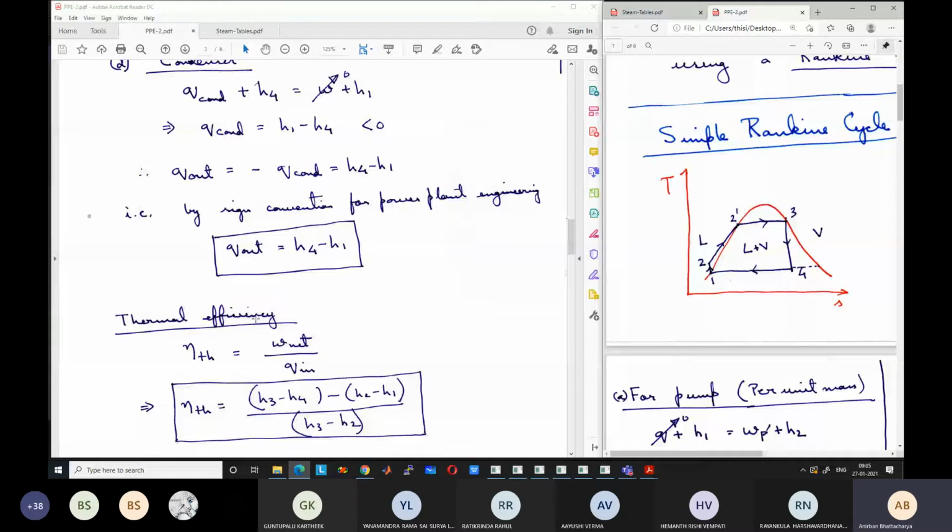Thermal efficiency is given in terms of the net work output divided by the heat addition from the high temperature source. Which is H3 minus H4, turbine work output, minus H2 minus H1. Minus comes because it is work input to the pump. Then divided by H3 minus H2, which is heat addition to the boiler.